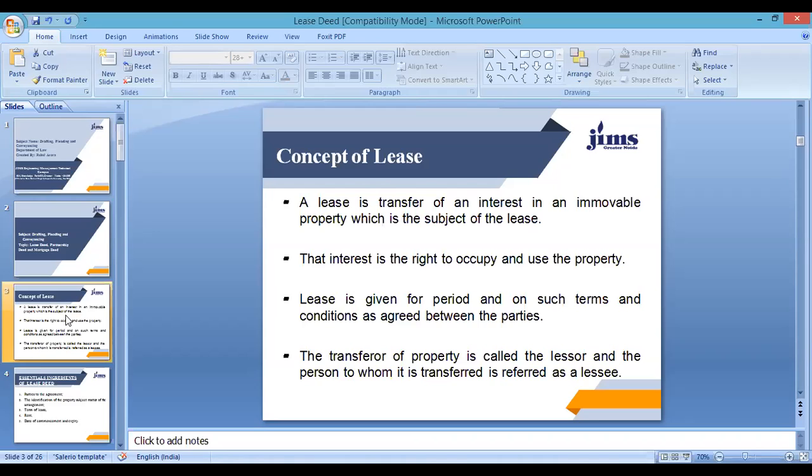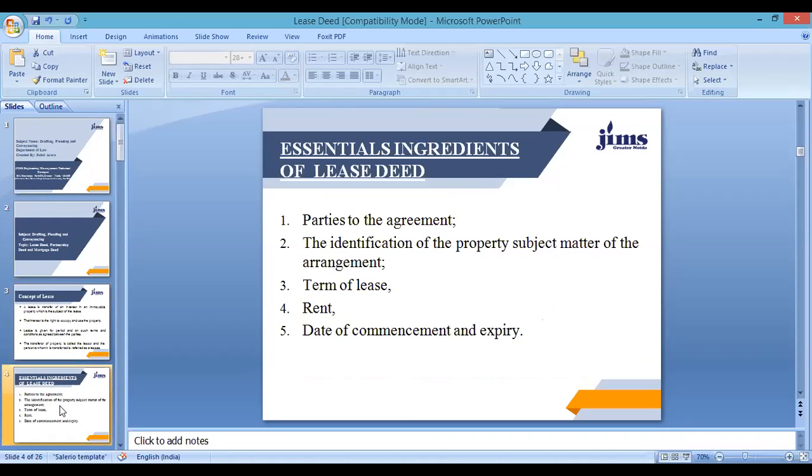So from this, we may infer that the following are the parties to the lease. Number one, the parties to the lease are lessor and lessee. The lessor may be referred to as landlord, and the lessee may be referred to as tenant. Now we will look into the essential ingredients of a lease deed. Number one, parties to the agreement, like lessor and lessee must be the parties to the said deed.